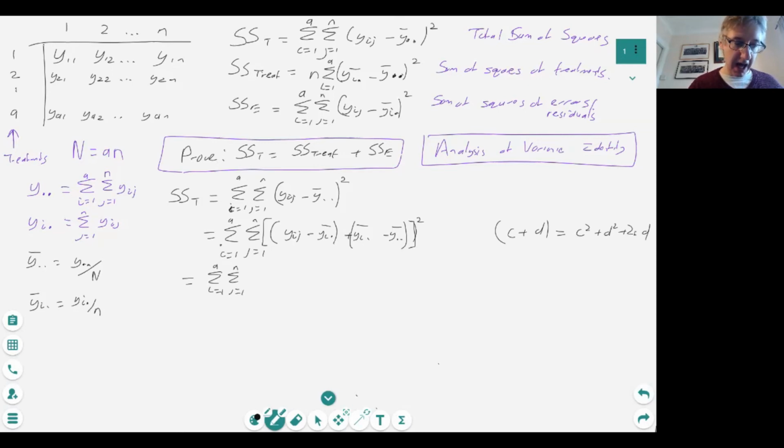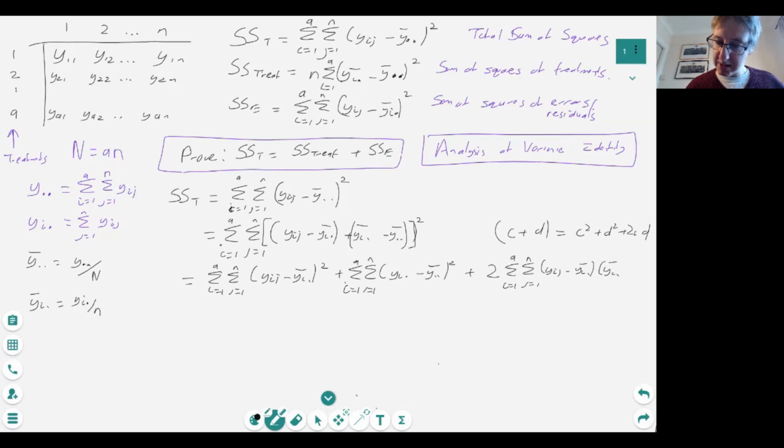So this total sum of squares is going to be the sum from i equals 1 to a, j equals 1 to n of the first term squared, plus the sum from i equals 1 to a and j equals 1 to n of (y_i-dot bar minus y-dot-dot bar) squared. So this is each of these terms squared on their own. And then I'm going to have to add 2 times the sum from i equals 1 to a and the sum from j equals 1 to n of (y_ij minus y_i-dot bar) times (y_i-dot bar minus y-dot-dot bar).